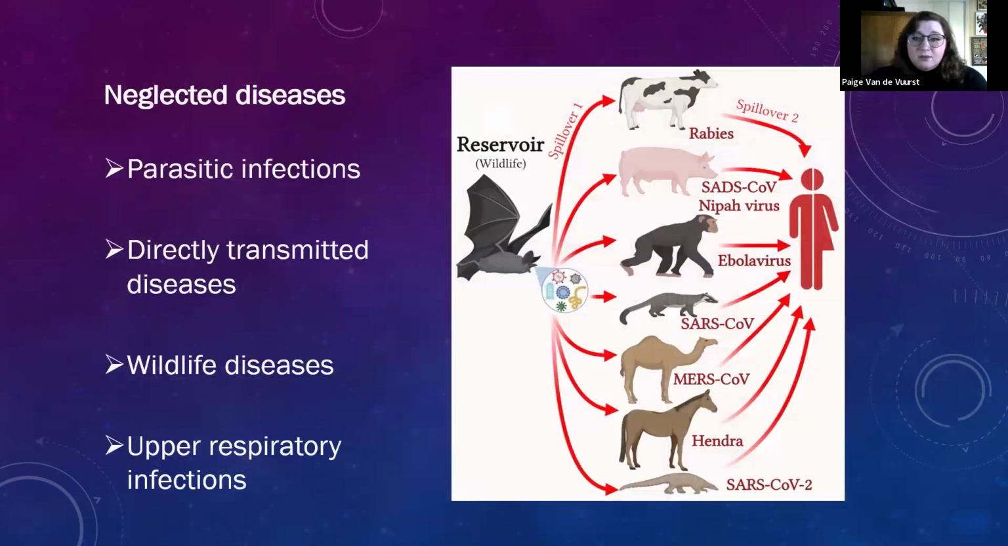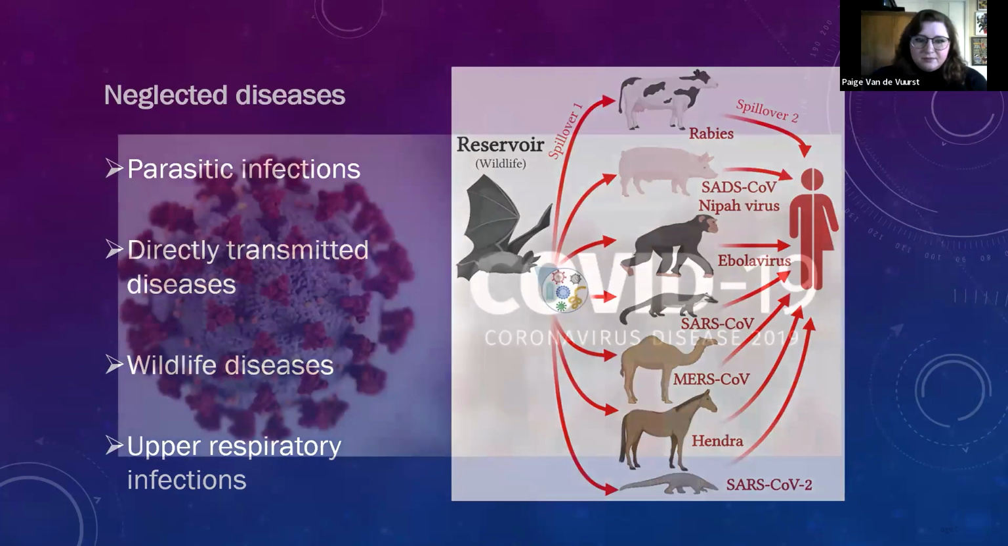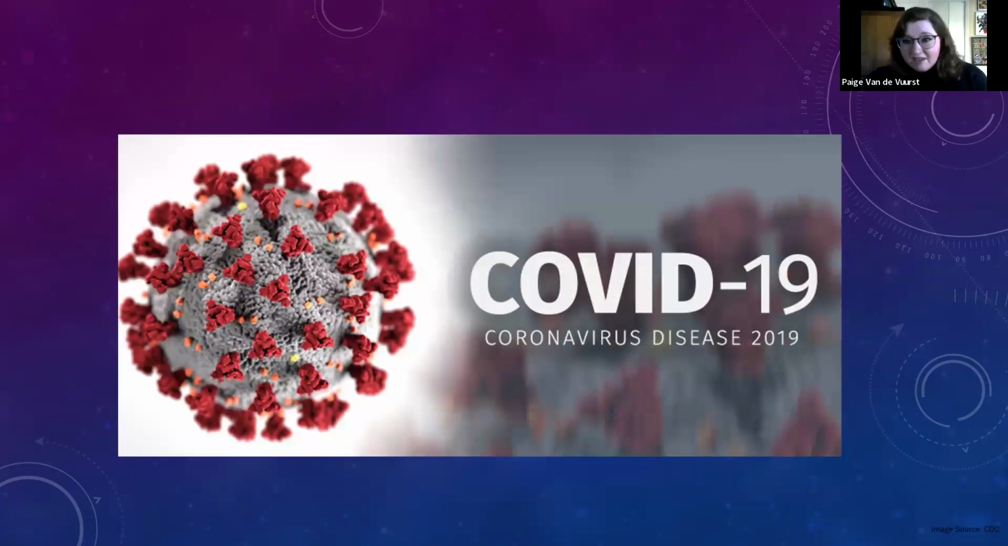We also noted that there were some specific disease systems that were neglected during this period, including parasitic infections, directly transmitted pathogens, wildlife diseases, and upper respiratory infections. And that's concerning because many, again, of the pathogens of high consequence that we've seen recently have been these types of infections.